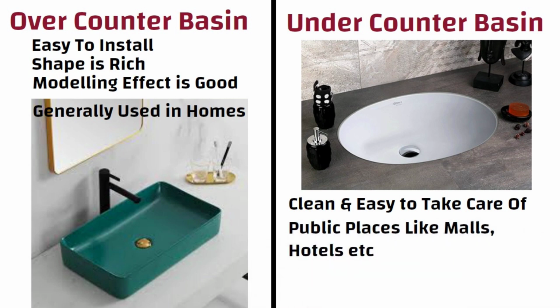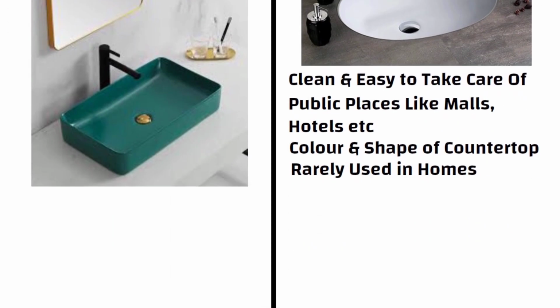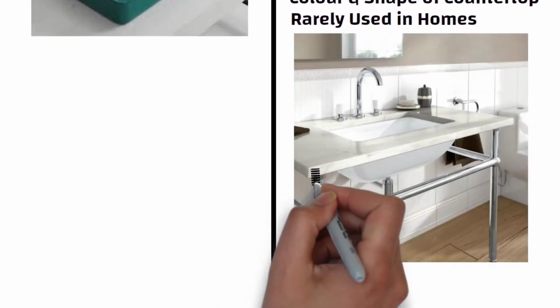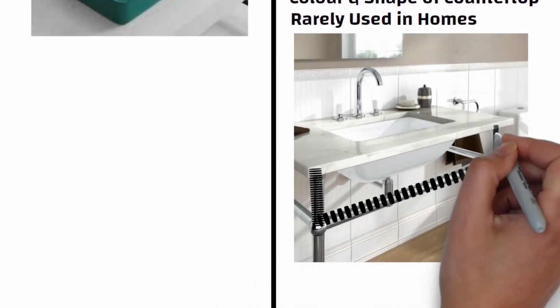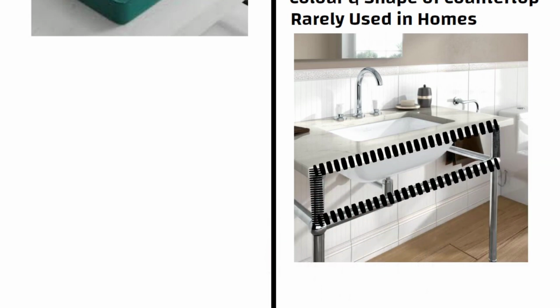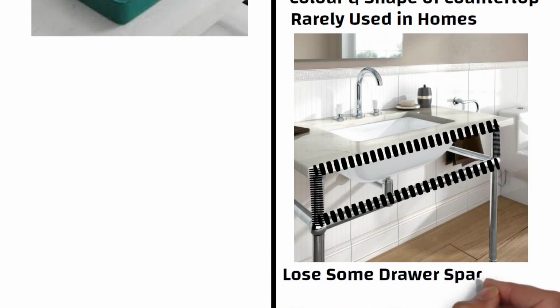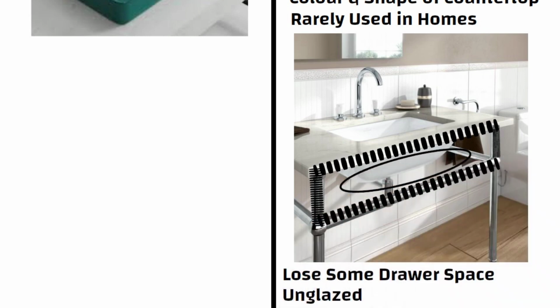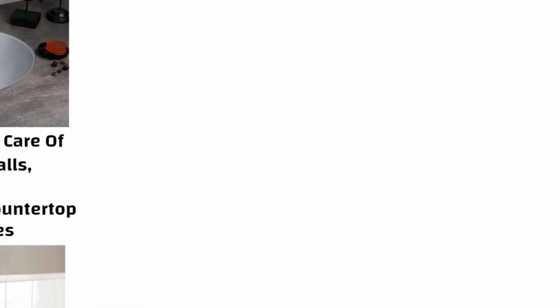The only thing that can be played with is the color and shape of the countertop. So it is rarely used in homes. In addition, an allowance has to be made inside your cabinetry to house the basin. Means you will lose some drawer space. Also, you should keep in mind that the underside of most undermount basins is unglazed, which may be visible if you look inside your vanity.